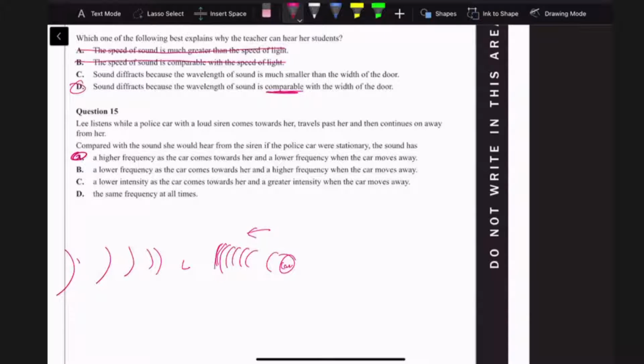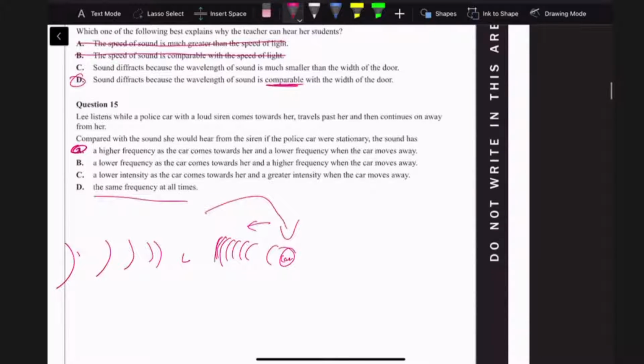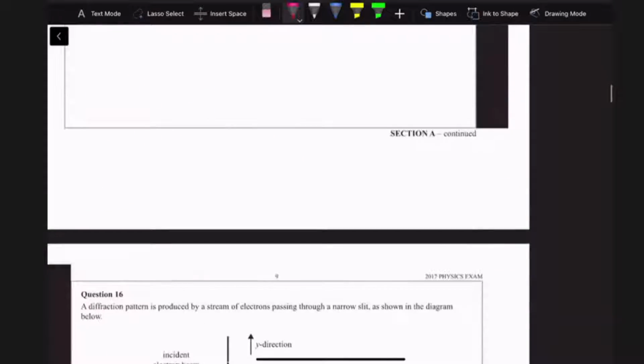It's not going to be D, because D is technically correct for what the car is emitting, but it's asking for what she's hearing. So that's why D is wrong.